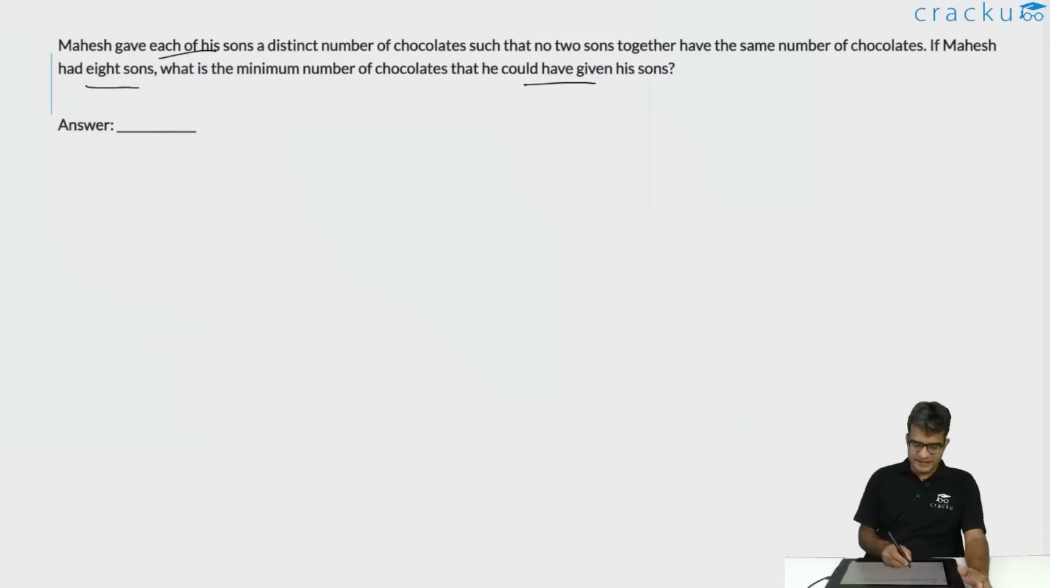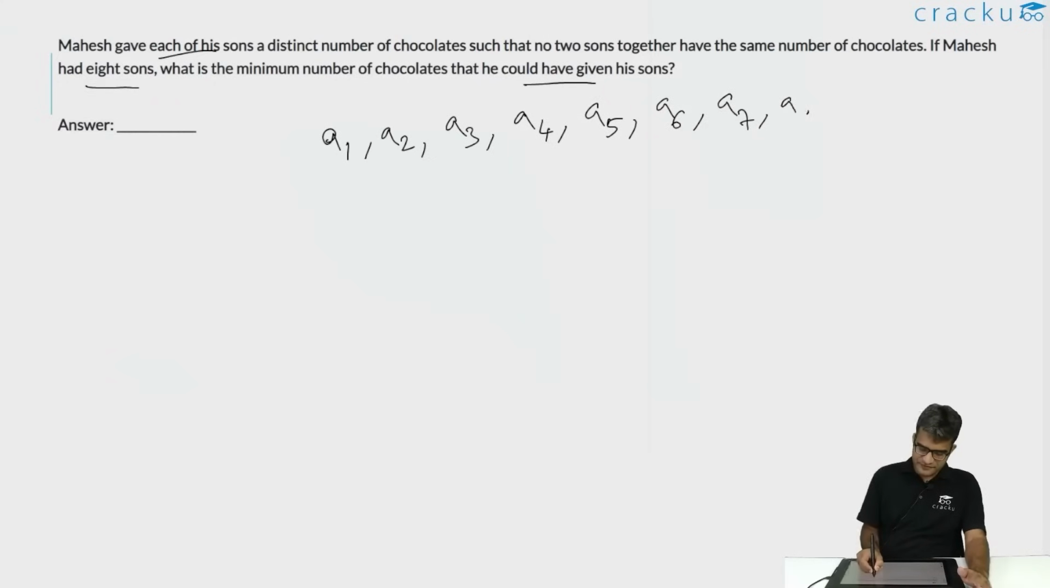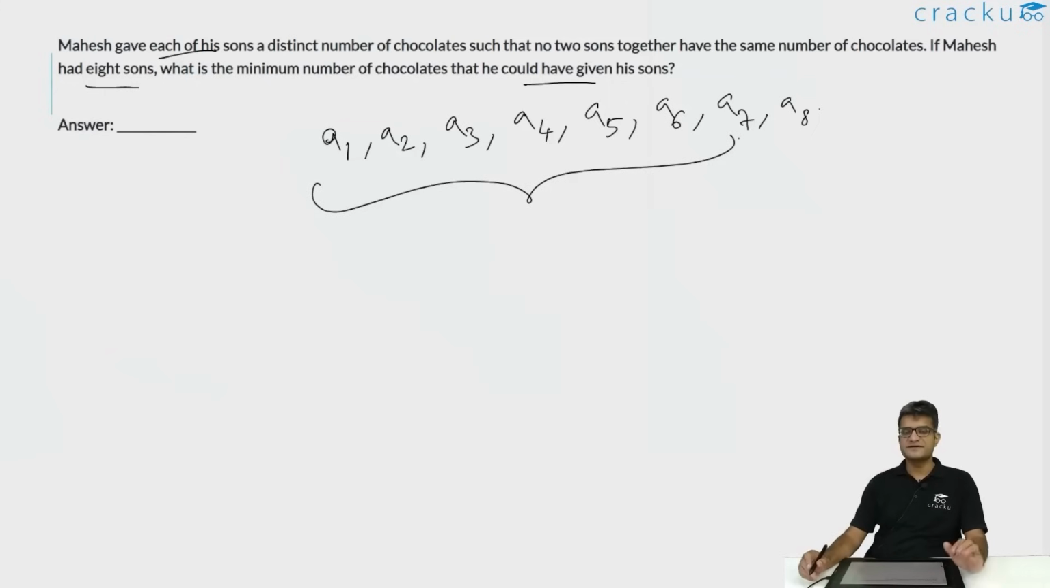Let us assume that the number of chocolates that he gave his 8 sons are A1, A2, A3, A4, A5, A6, A7 and A8. Now suppose we have found out the first 7 numbers A1 to A7 which satisfy this given condition, that if you are picking any 4 out of this A1 to A7 numbers, the sum of any 2 pairs is not the same. And now we are required to calculate say A8. How are we going to proceed?